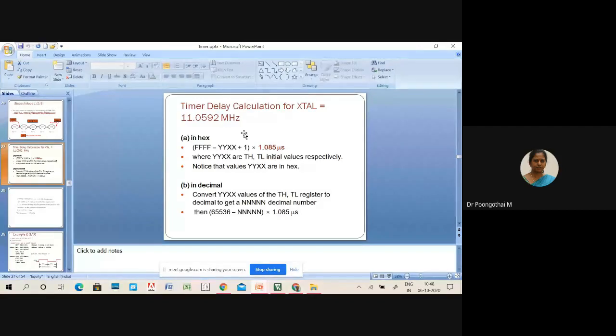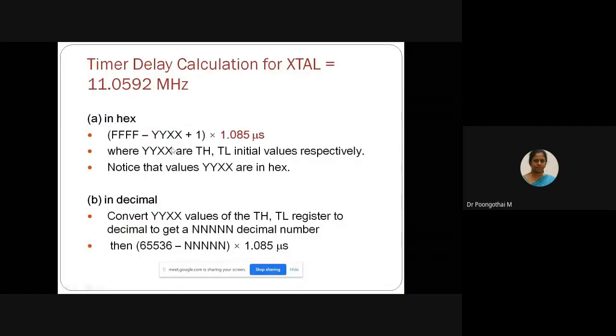In case of hexadecimal, you have to subtract the initial value of the timer from the maximum value of your timer modes. Suppose in case of 8-bit auto reload, this value can be FF. In case of 13-bit timer mode, this value can be 1FFF. So subtract the initial value from the maximum value, add 1, and multiply that value with 1.085 microsecond. In case of decimal, you have to subtract the initial value of the timer from 65536.